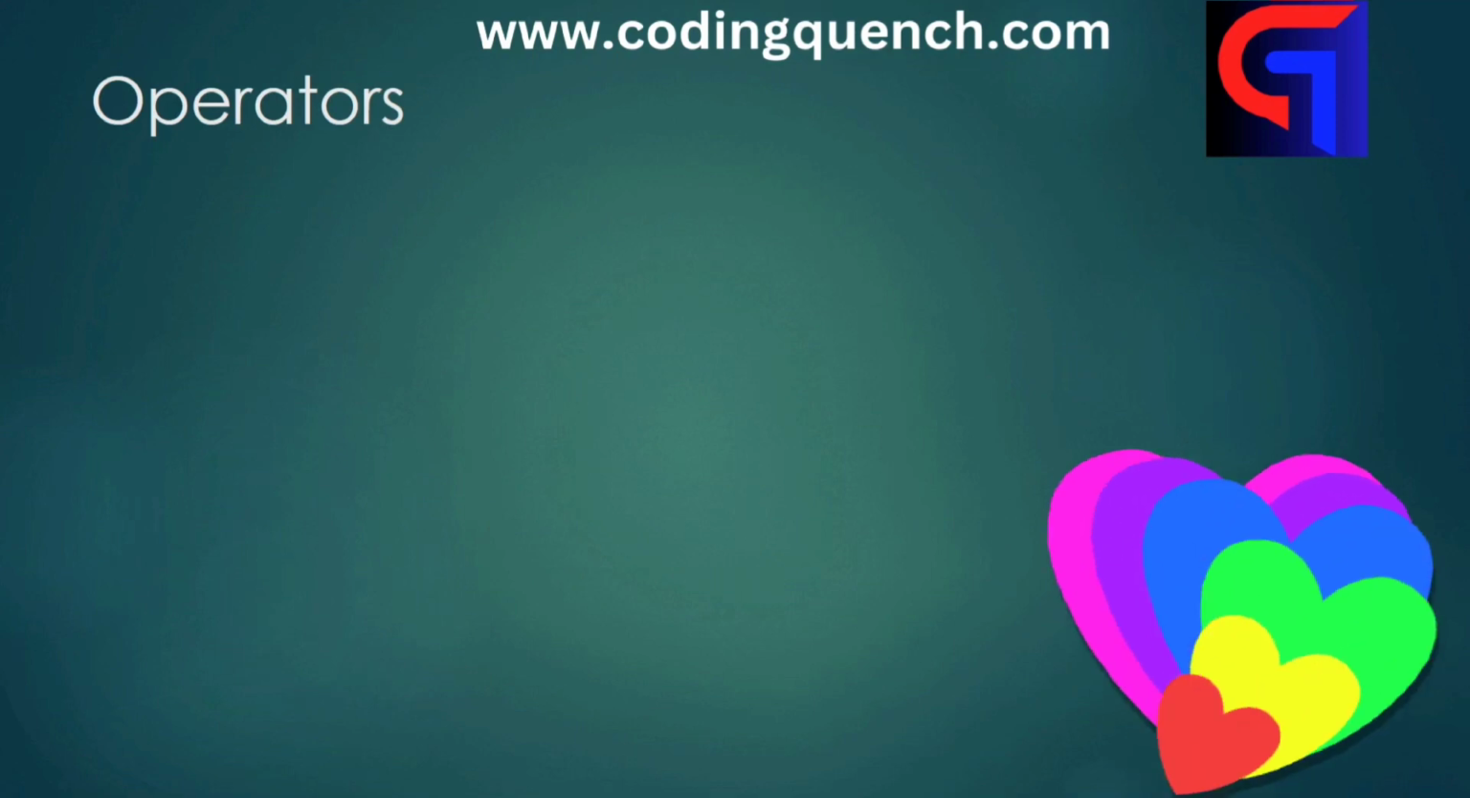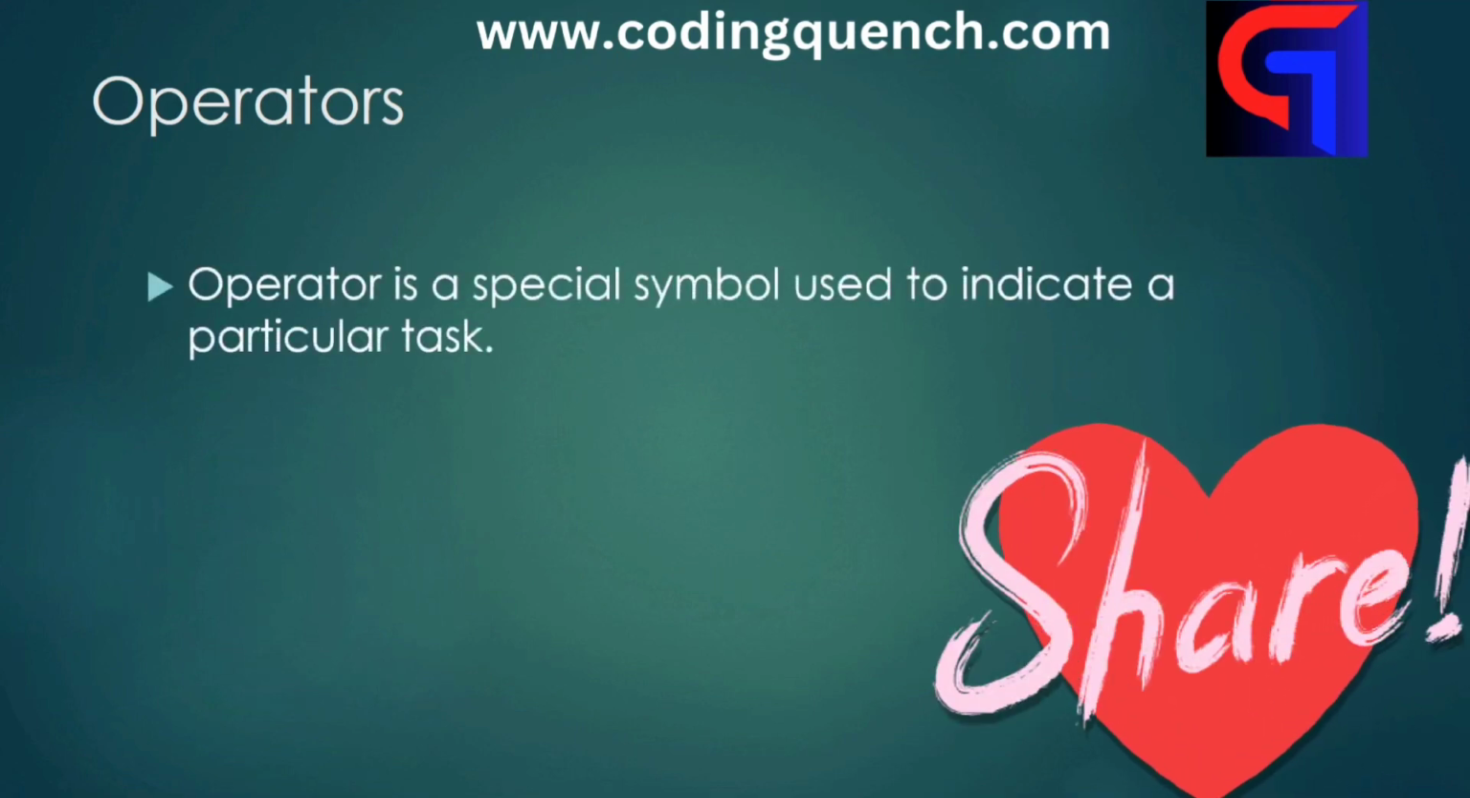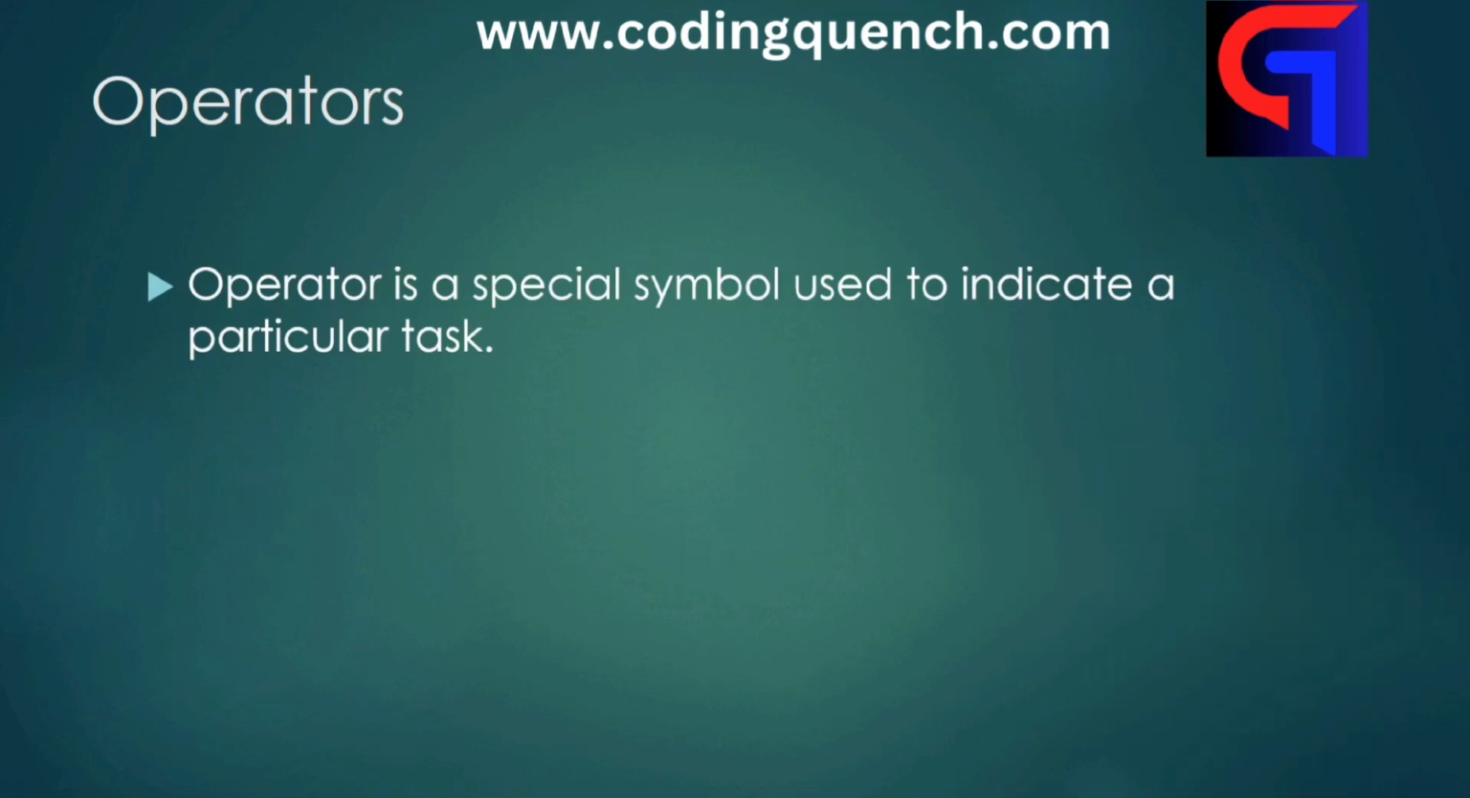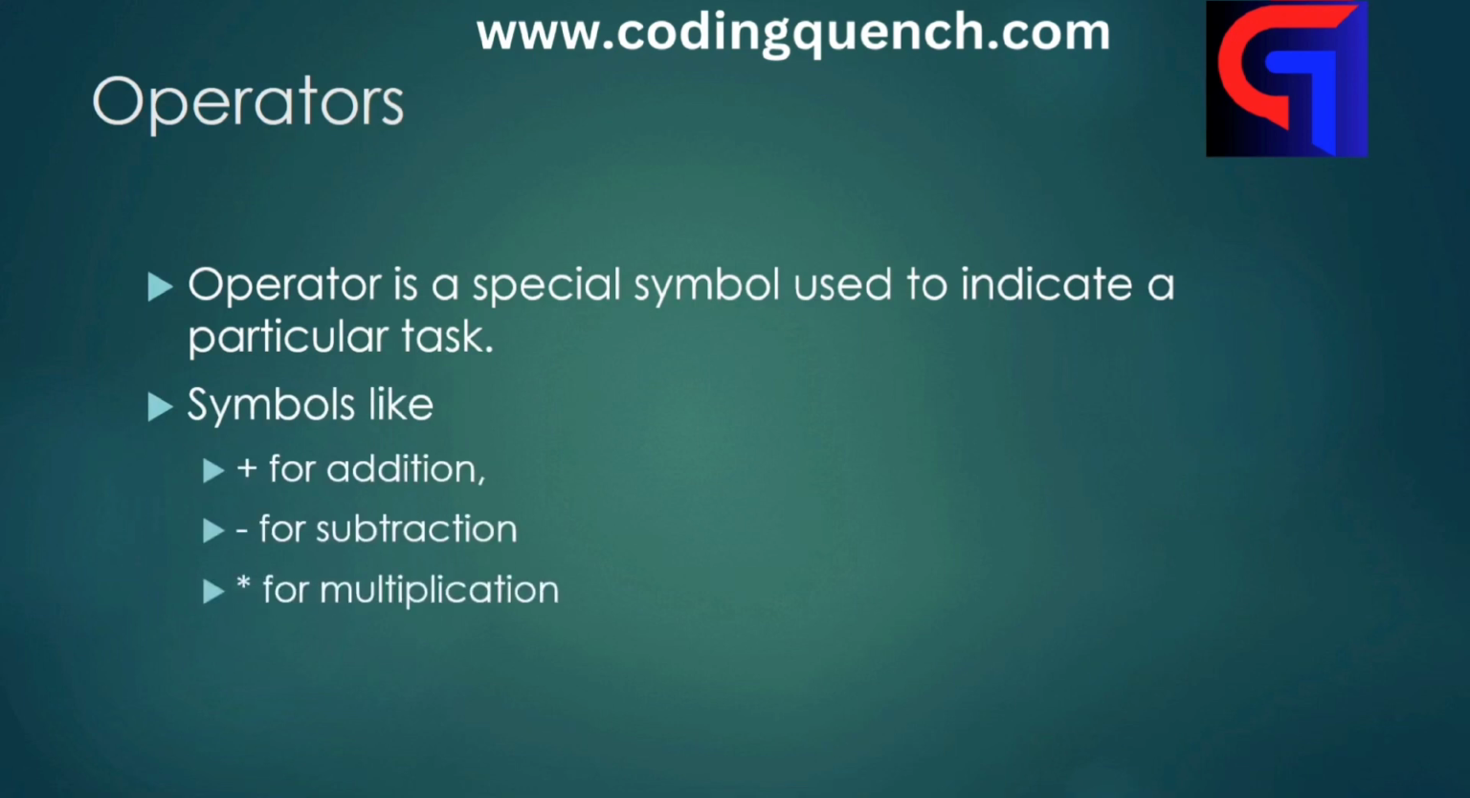Operators. An operator is a special symbol used to indicate a particular task. We use so many operators, that is arithmetic operators, bitwise operators, assignment operators, increment operator, decrement operator. So many things are there in C. We'll discuss them one by one in later videos. Just a general idea about operators: we use the plus symbol for addition, minus for subtraction, and the asterisk for multiplication. So many operators are there in C.